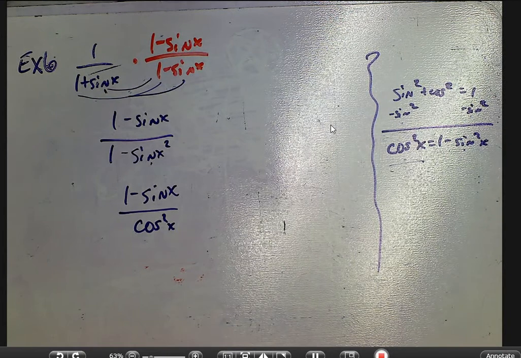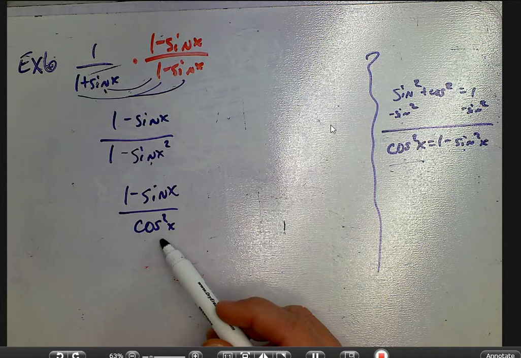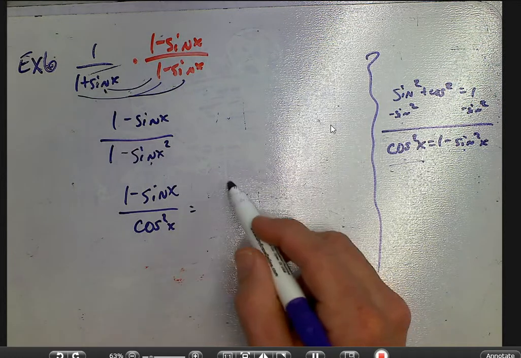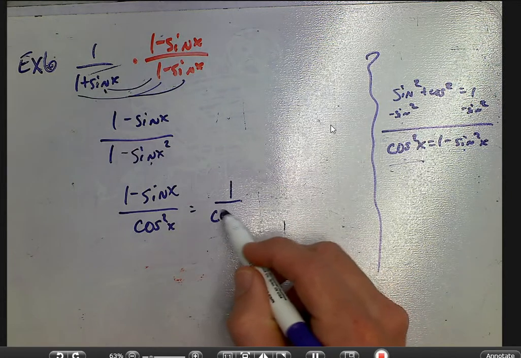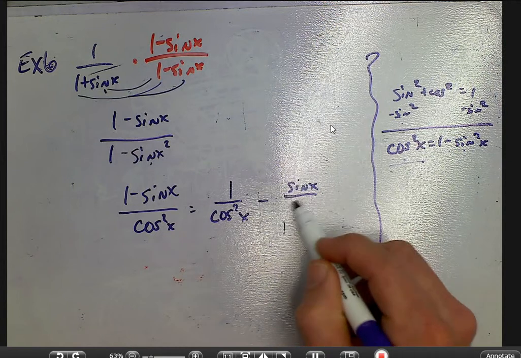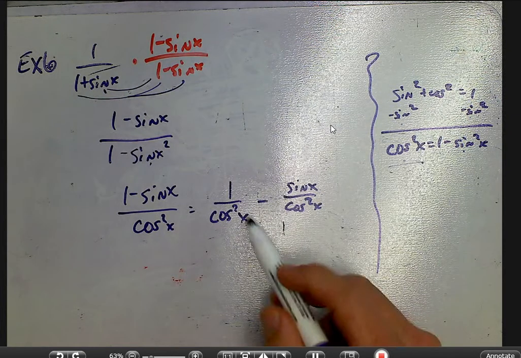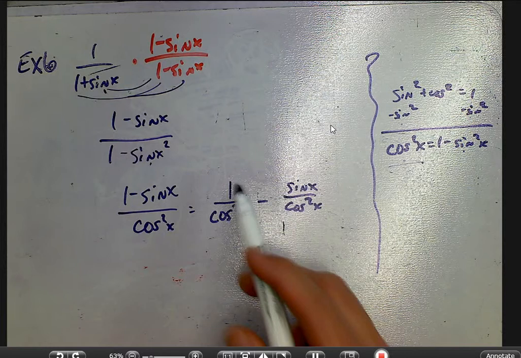For this one, probably the easiest thing to do is I know that 1 over cosine is something and sine over cosine is something. So I'm going to break it apart into two fractions. Now I know, just like before, if 1 over cosine is secant, 1 over cosine squared is secant squared of x.